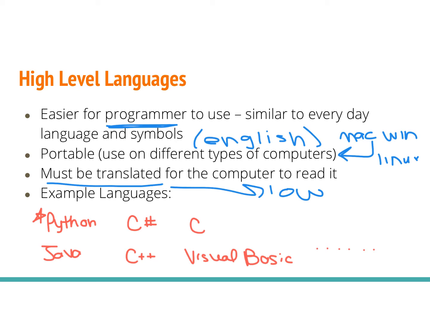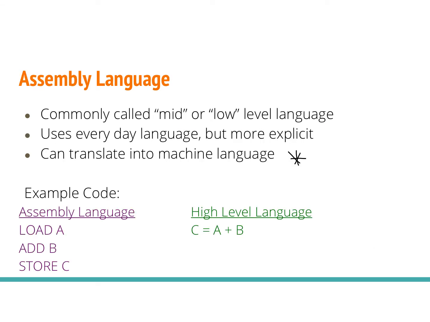Now, assembly language, which is typically a mid or low-level language, can be used by programmers, and it does use some everyday language, so it does use things that resemble English, but it's a little more explicit. So for example, if you look on this slide, you'll see some code that's written in assembly language and high-level language, and you're going to see how assembly is basically a little bit lower level than high-level language.